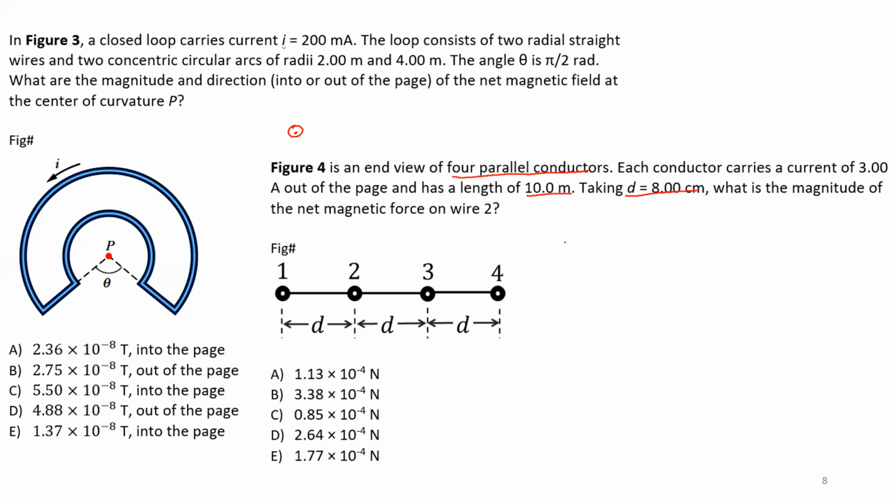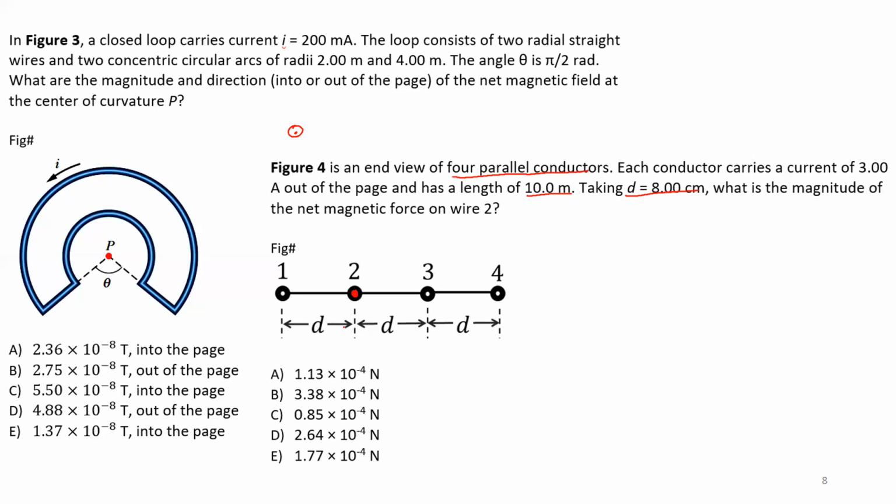The question is very simple. Get me the net magnetic force on wire 2. So this is wire 2 here. What's the net magnetic force on wire 2? So how do you do it? You know that 2 parallel wires carrying current in the same direction attract each other, and anti-parallel wires, where the currents are in opposite directions, repel each other.